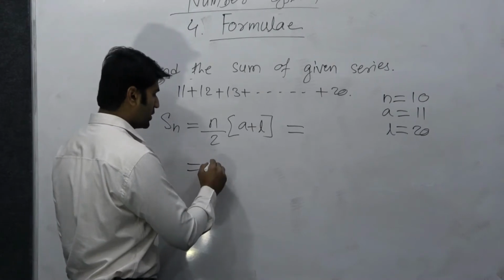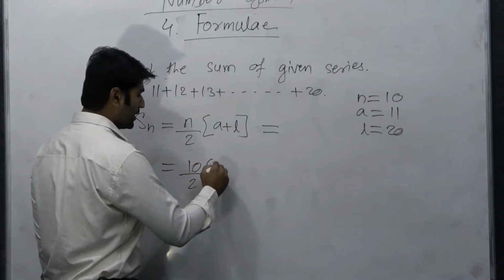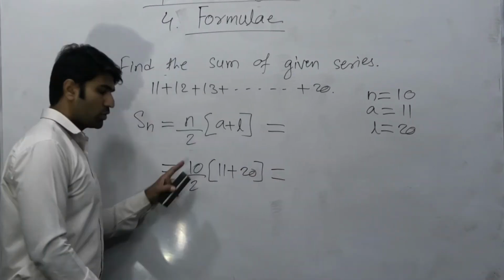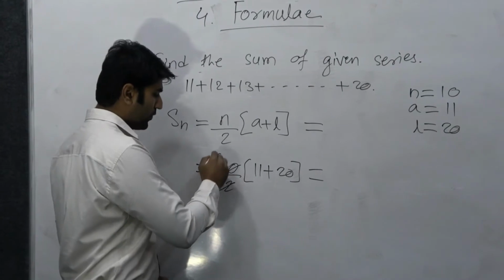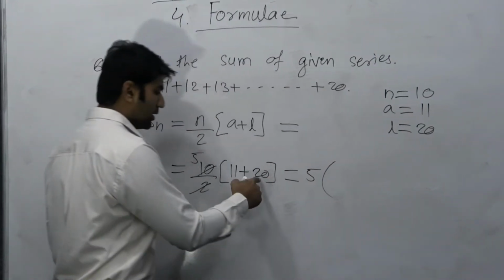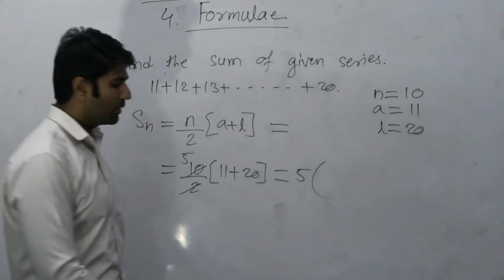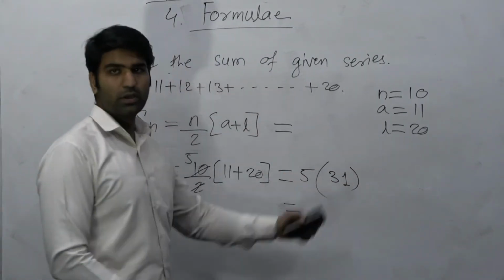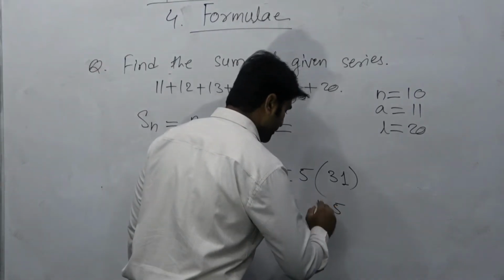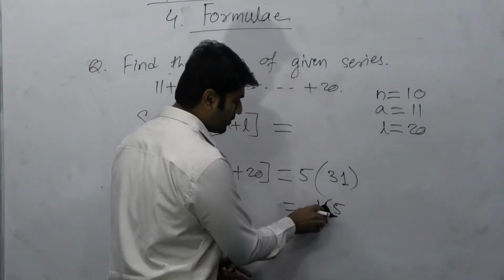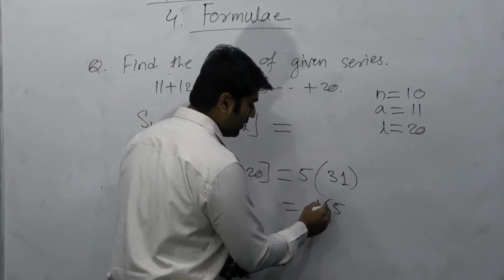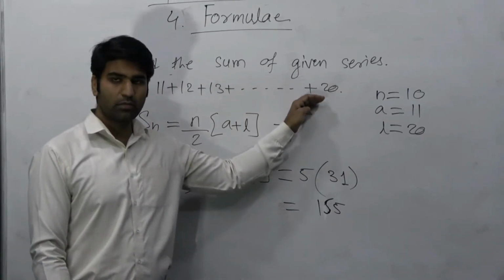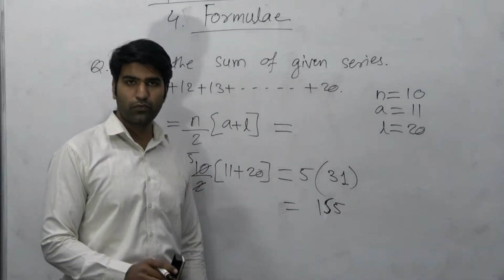N means 10 upon 2 into bracket 11 plus last number 20 is equal to. So again 10 by 2 means 5. 5 into bracket 20 plus 11. 20 plus 11 means 31. So 5 into 31 is equal to 155. Right. So the sum of 11 to 20 numbers is 155.